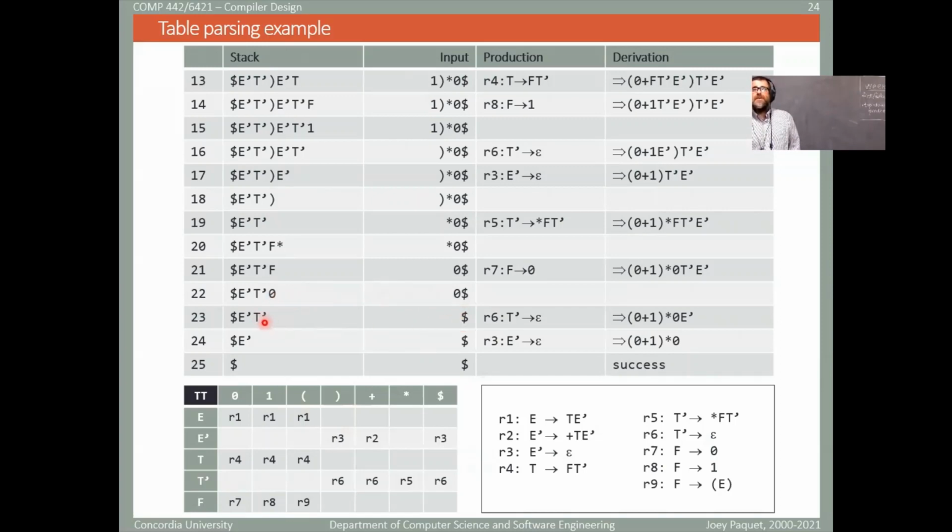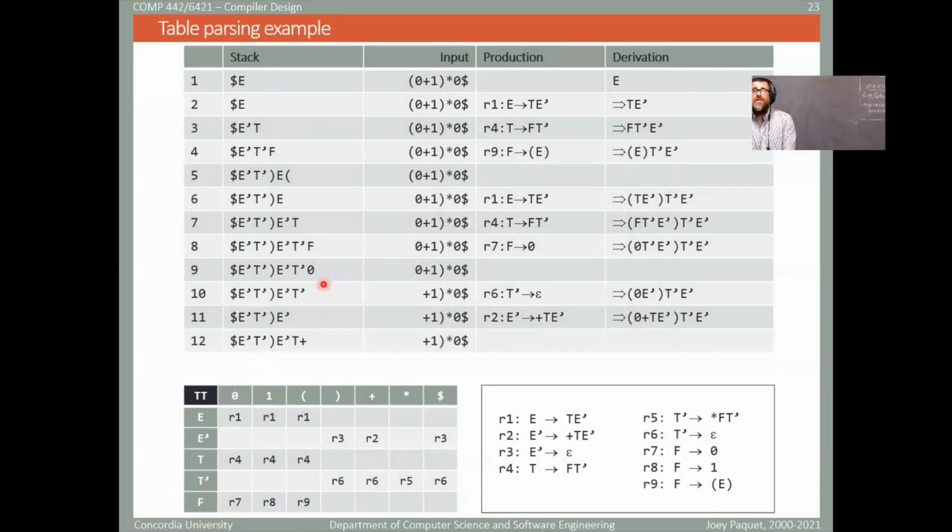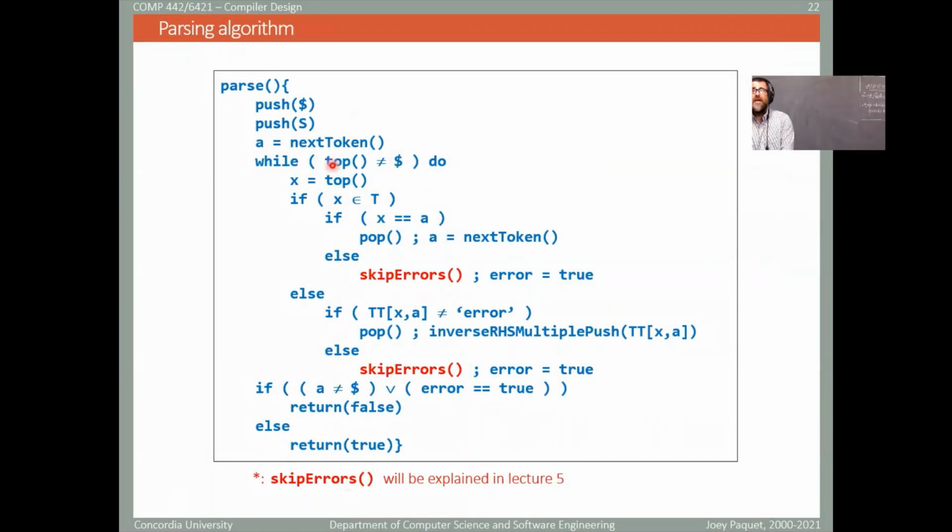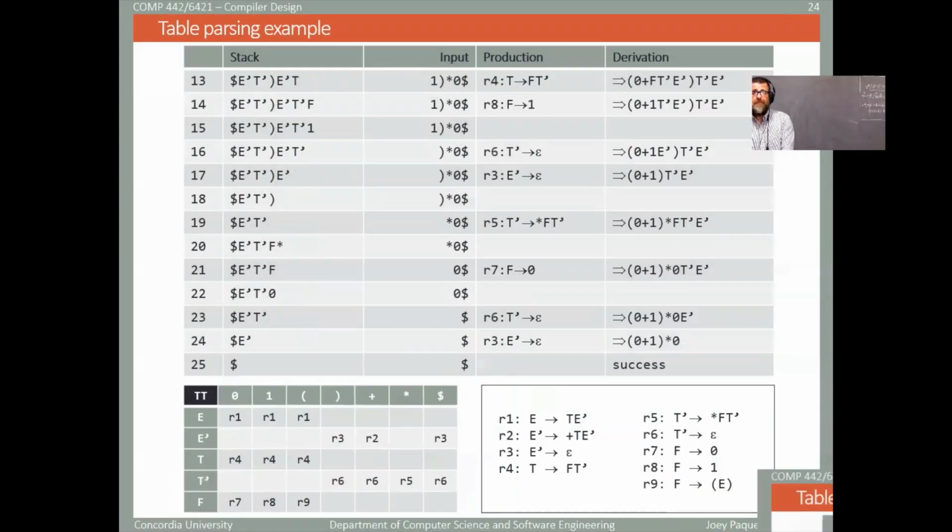Then you see what's happening here, what's coming. T prime $ is rule 6. Nullify the T prime. So T prime is popped and is replaced by nothing. And I have E prime $. E prime $ is rule 3. Nullify E prime. E prime is popped, replaced by nothing. Then what I have on top of my stack is $, which is my ending condition of my while loop. Nothing gave me false anywhere. So basically I have a parsing success.